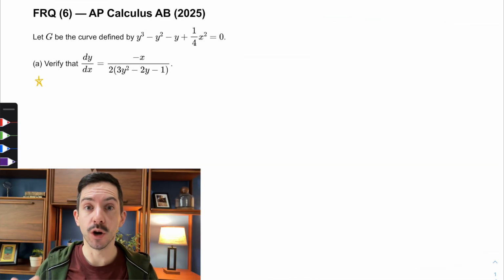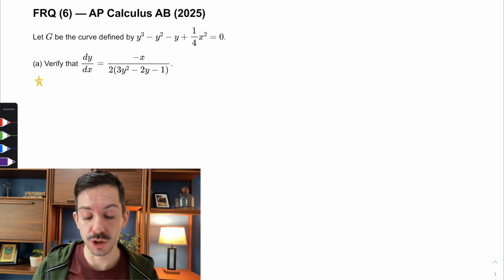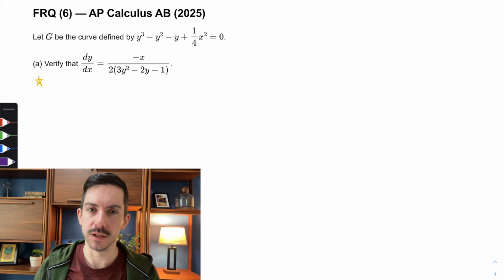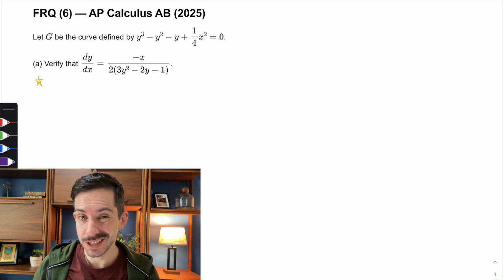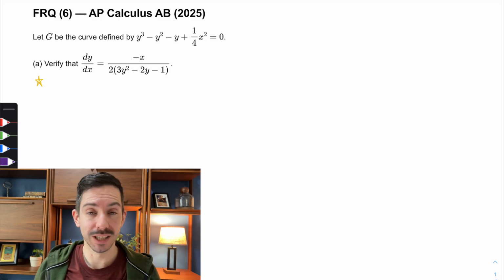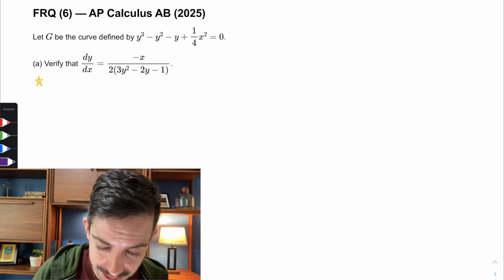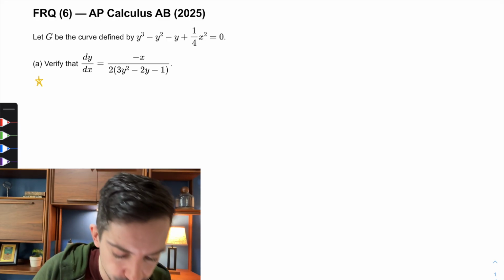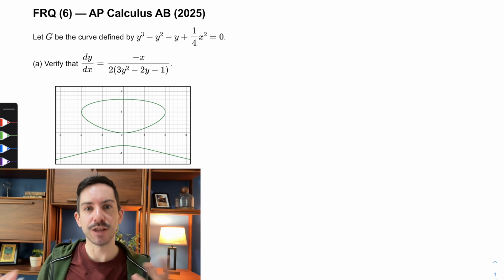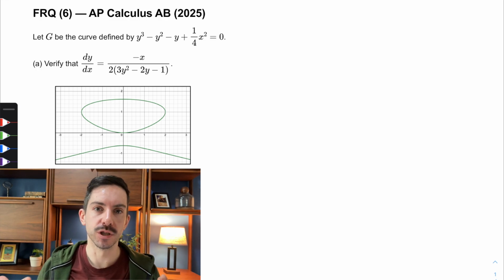Let's dive in. So for most of this problem, we are working with a curve g defined by the implicit equation y cubed minus y squared minus y plus a quarter x squared equals 0. Now on the exam, we won't really have any idea what that looks like. This is non-calculator, so we can't even mess about there. But since we're working on this together today, I've plotted it in Desmos just so that we can be looking at it together and have some intuitive feel for what's going on.